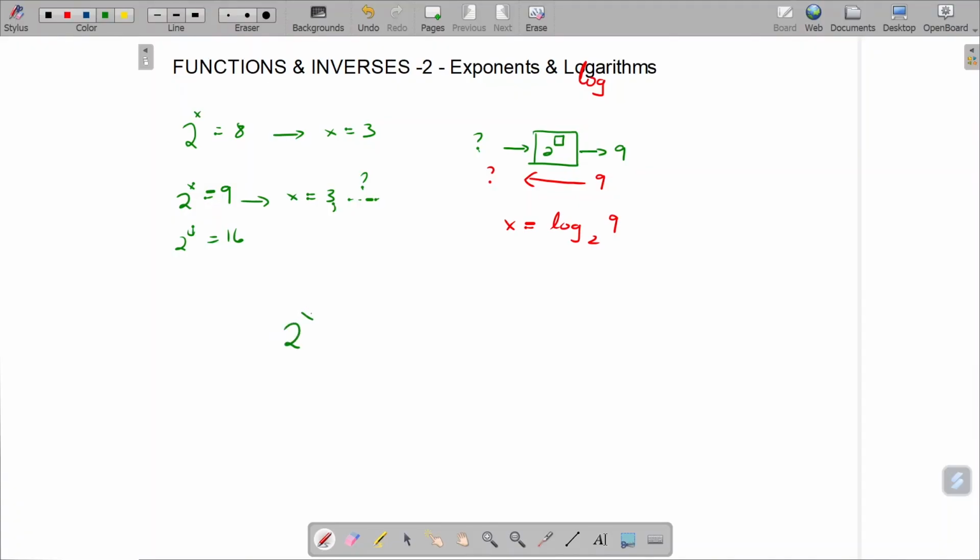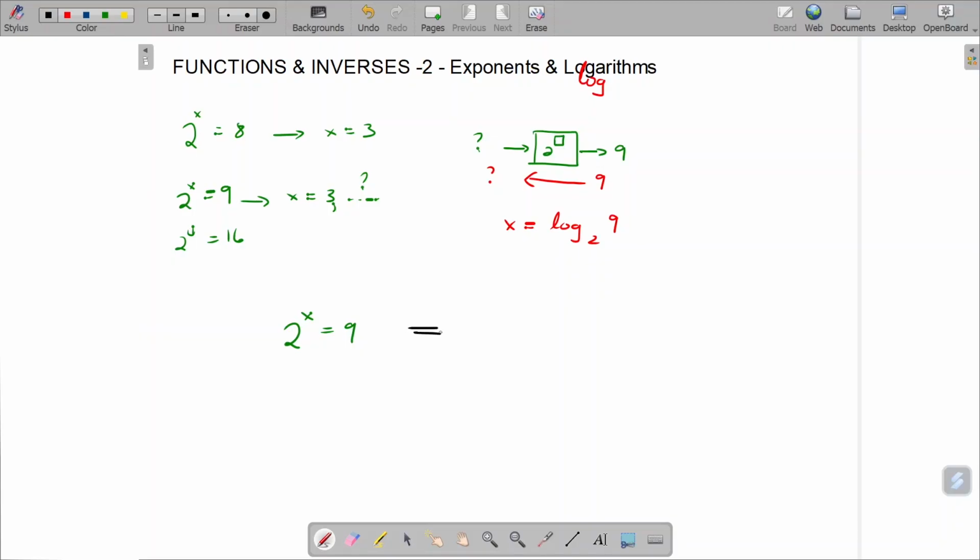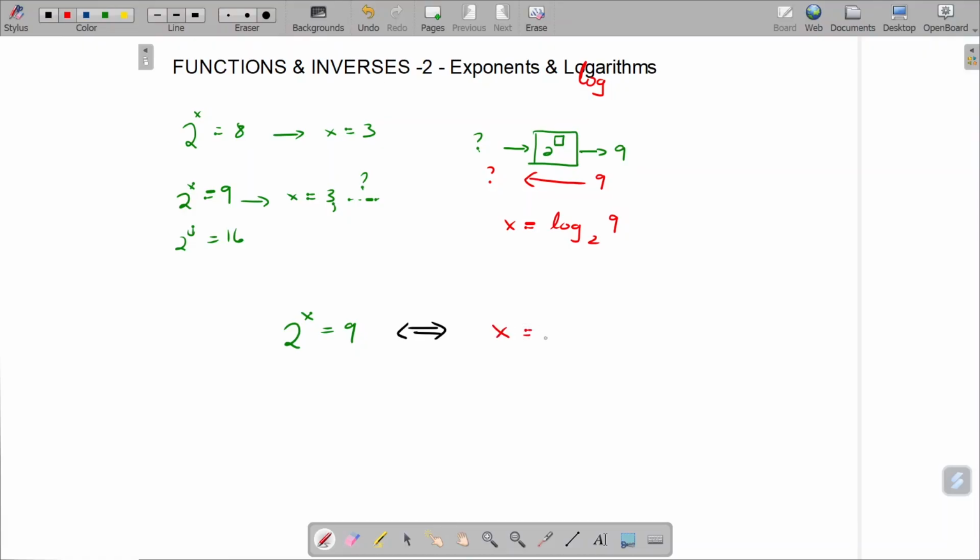Okay, so this is not magic. I'm not getting this phrasing from nowhere. Let's have a look at what we are saying. If we can say 2 to the x equals 9, then the inverse of the statement is to say that x equals log base 2 of 9.